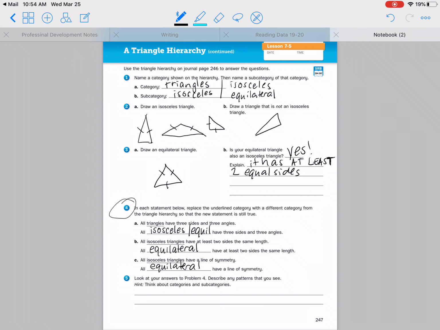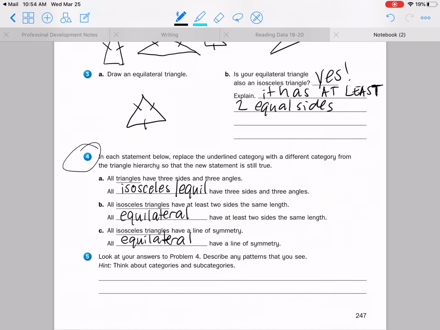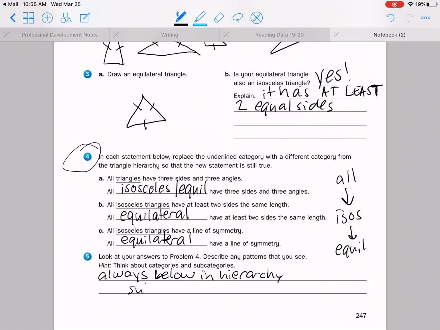Look at your answers to problem number 4. Describe any patterns that you see. Well, our pattern is that the other answer that works is always below in the hierarchy, right? Because we have all triangles, and then we have isosceles, and then we have equilateral. So the pattern is that the other answer that makes it still true is always below the original category. So always below in hierarchy. You could have mentioned that that's a subcategory. So the answer is always going to be a subcategory of the category before it, because that's the deal with hierarchies, right? That's why we draw them with arrows. You can always go down.